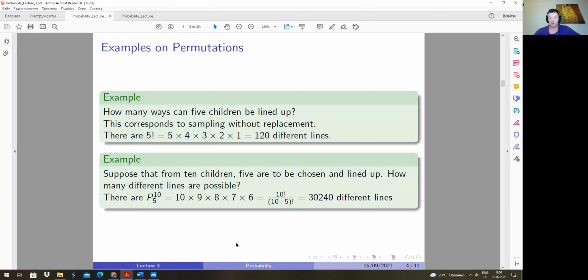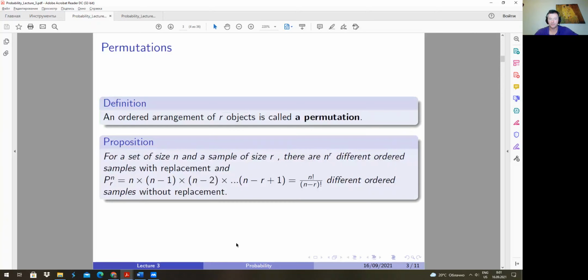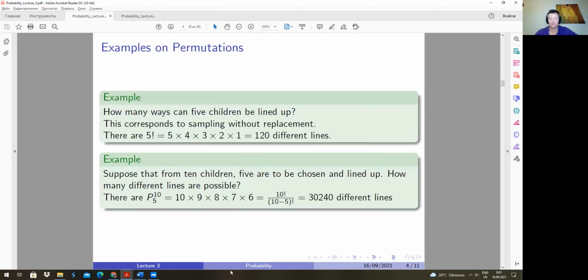Any questions about the permutations? So these two examples are examples of permutations without replacement. With replacement, it's even simpler. You just multiply n by n by n, that many times, according to how many repetitions you have. We will have that example a bit later. Any questions here?